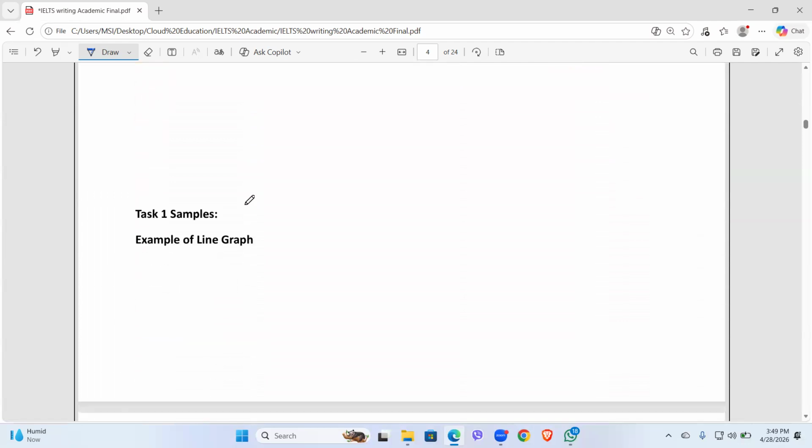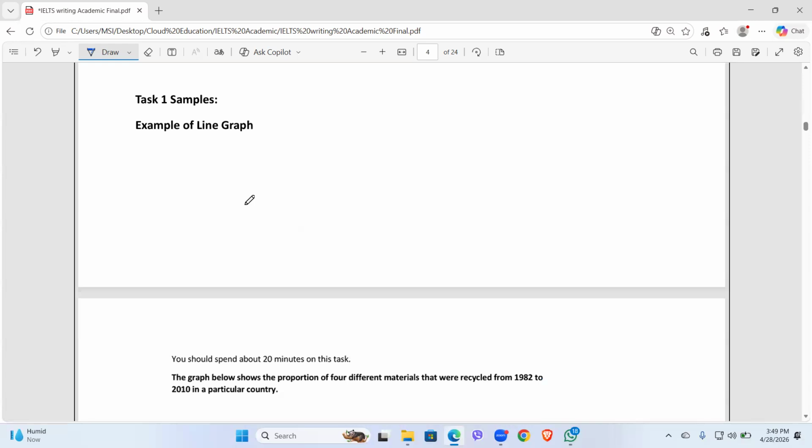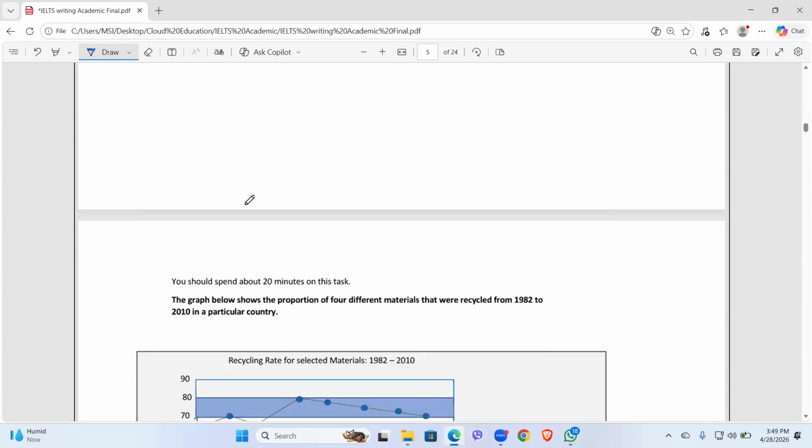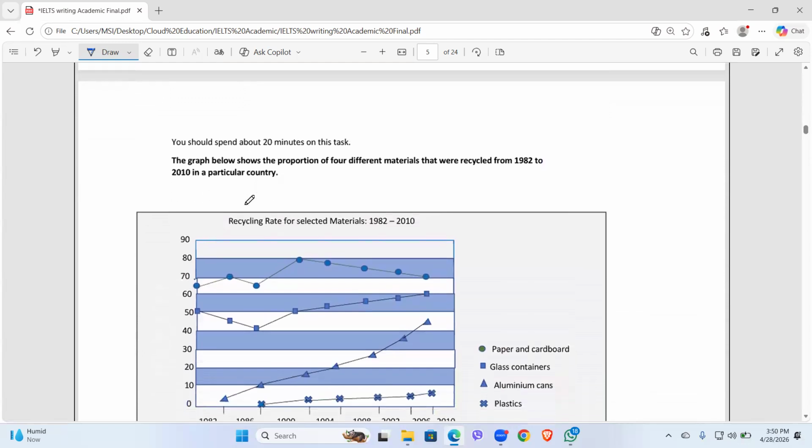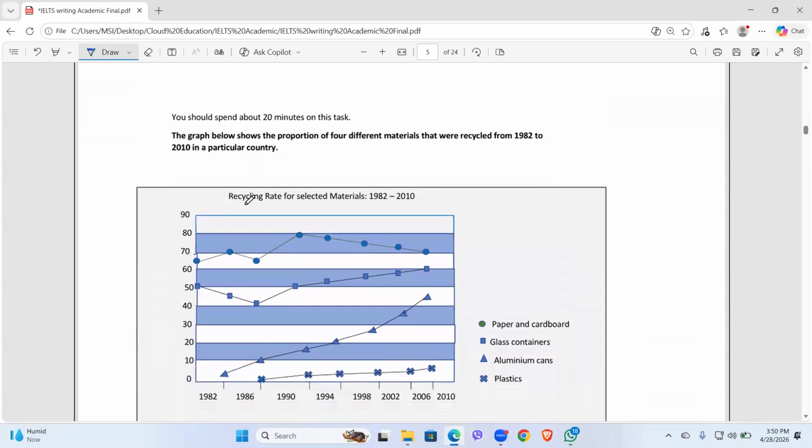Let's see. Let me open one question. So this is the figure, a line graph. We may get this type of question during the exam. This is the question. Where is the question? This one is the statement, right? So in the beginning, what to do in the first paragraph? This is the question, right? So first in the paragraph, we just have to paraphrase.